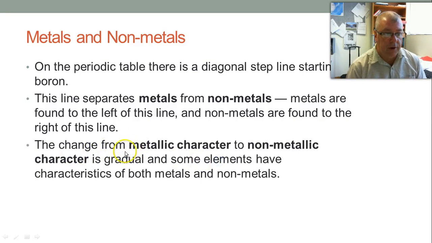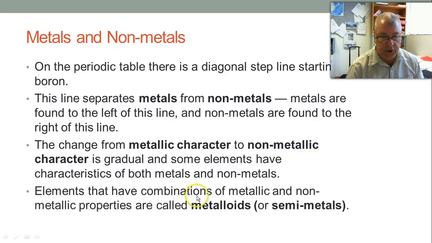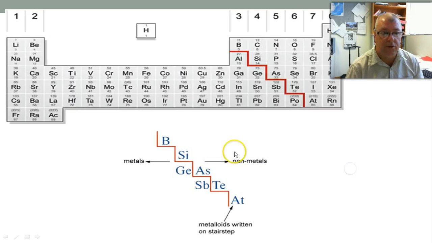Now, the change from metallic character to non-metallic character, so going from metal to non-metal, is gradual though, and some elements have characteristics of both metals and non-metals, because basically we ask you what is a metal and what is a non-metal, and when we do bonding models we'll explore that a little bit more, but this is just how we use the periodic table to classify them. Elements that have combinations of metallic and non-metallic properties are called metalloids or semi-metals, just to confuse you some more.